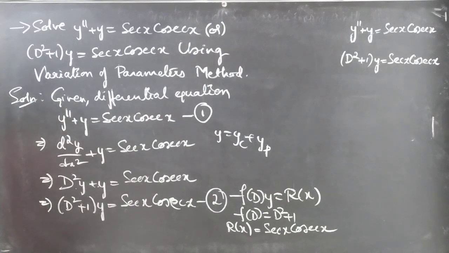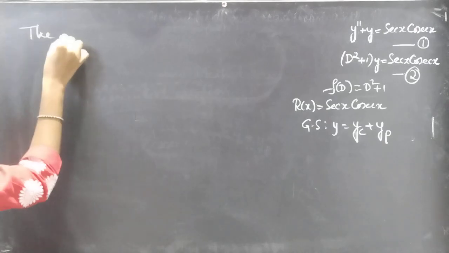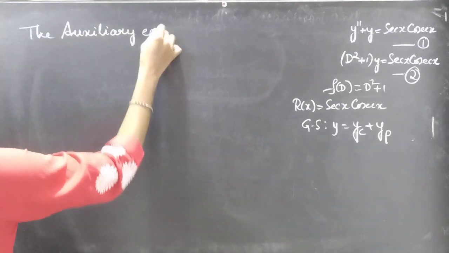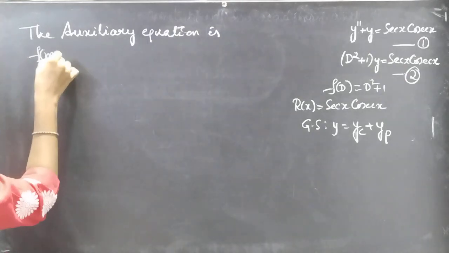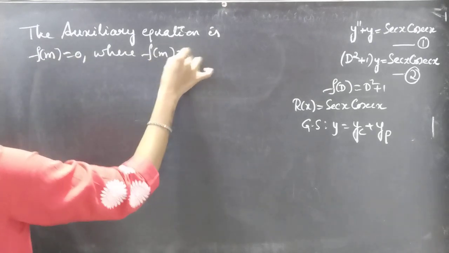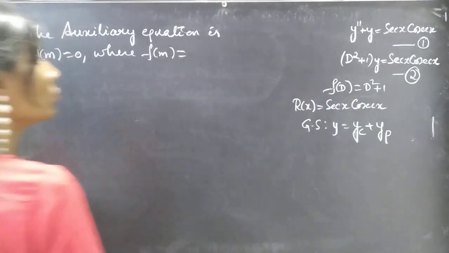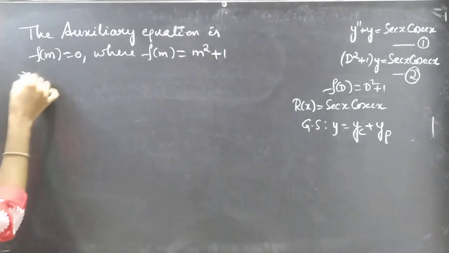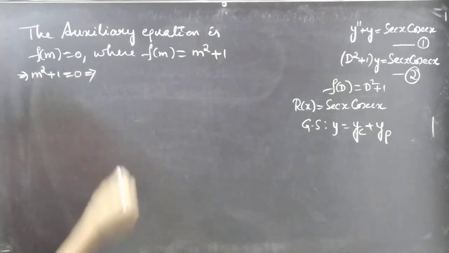Now coming to the auxiliary equation, the auxiliary equation is f of m equal to 0, where f of D is D square plus 1. Let's replace the differential operator with m so that we'll get f of m equal to m square plus 1. Then the auxiliary equation becomes m square plus 1 equals 0. Now we need to find roots to this equation.